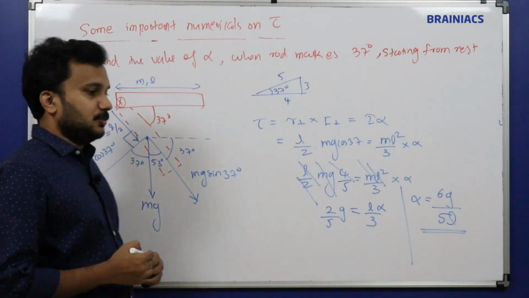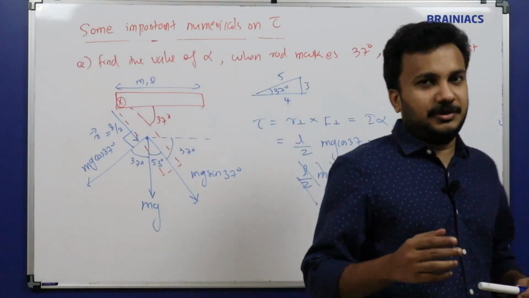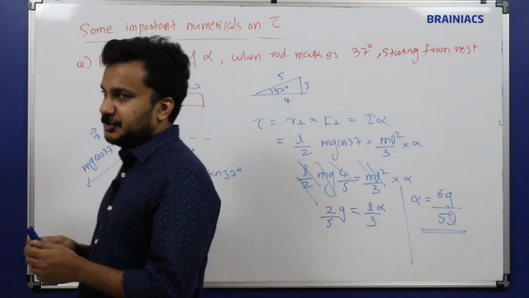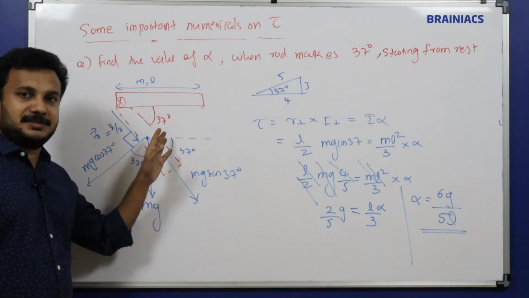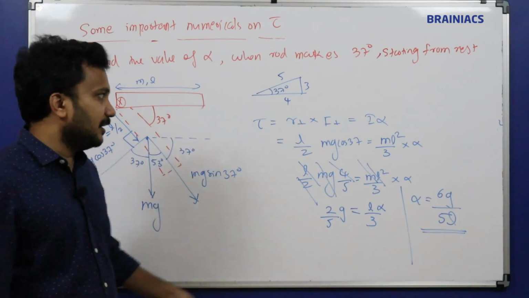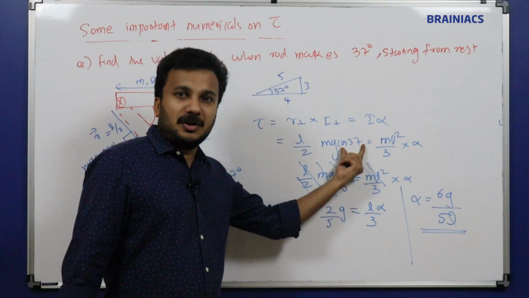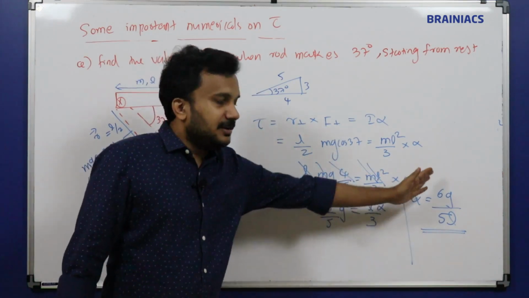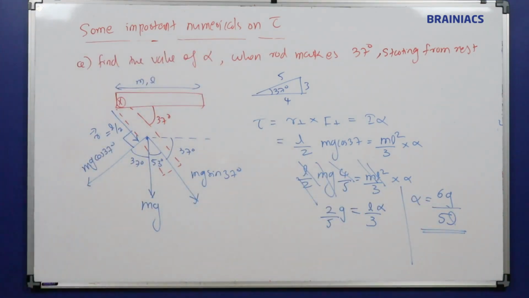So there was one question, I think 2 years back, for the JEE Main entrance examination. Instead of giving the value of 37 degrees, they have given the value of theta. So what will come here is cos theta, and cos theta will carry till the end, till the answer. So you have to work accordingly.